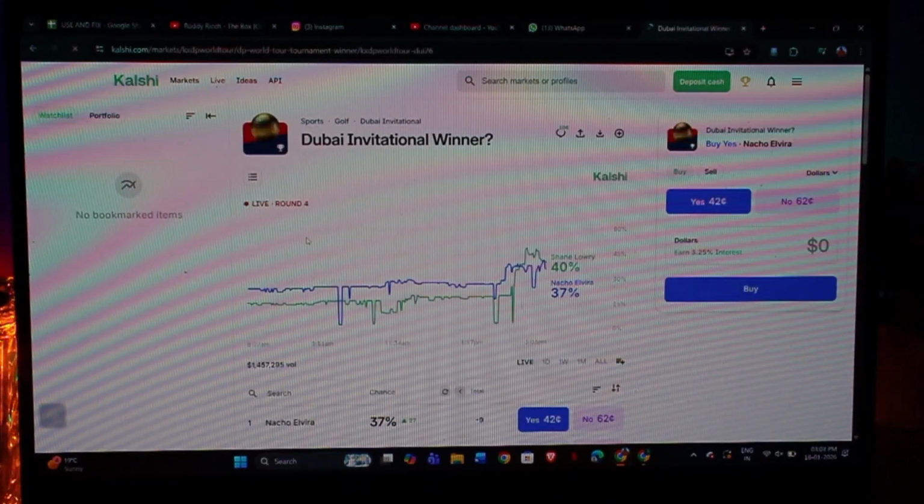On the home screen, look for the sports category, click or tap it to see available sport questions and events. Each sports question has two options: yes, you think it will happen; no, you think it will not happen. Each contract costs between 0 and $1. The price shows how likely the market thinks the outcome is.